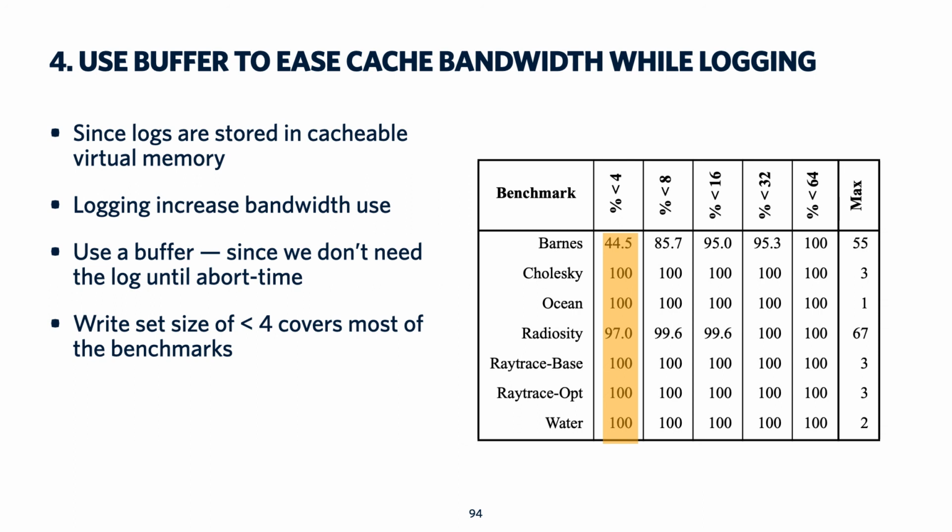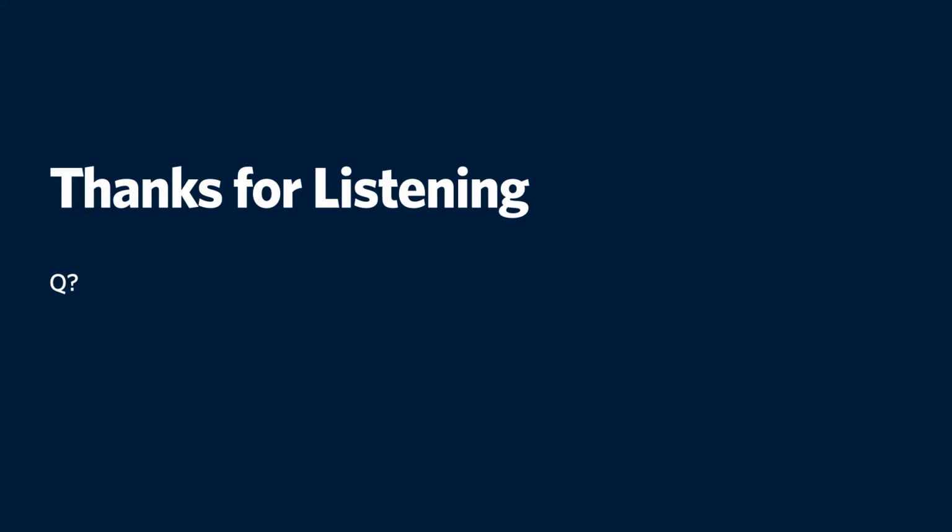That should be 5, but they also found that we can use a buffer to ease the cache bandwidth, because as we modify, the log is cacheable since it's in virtual address. It increases the bandwidth. So we can ease that bandwidth a little bit by using a buffer, and they found that using a buffer of less than 4 is pretty good for most cases. Okay, but I'm done.